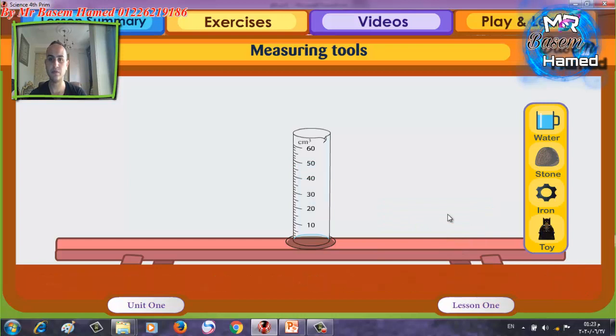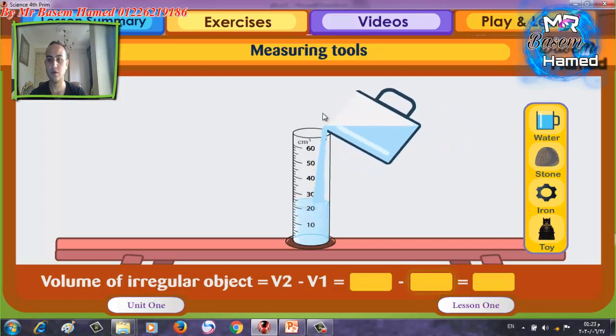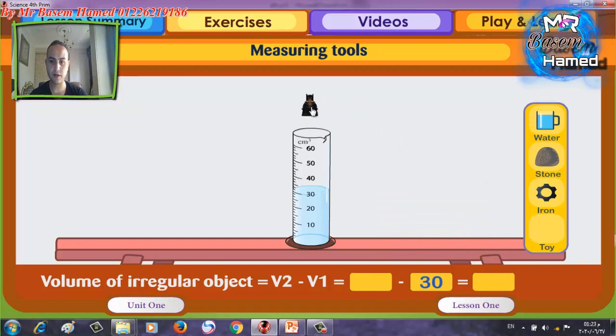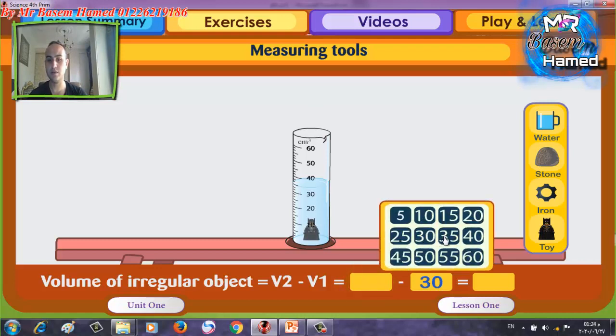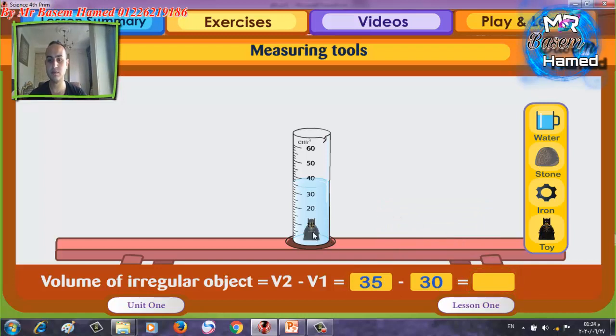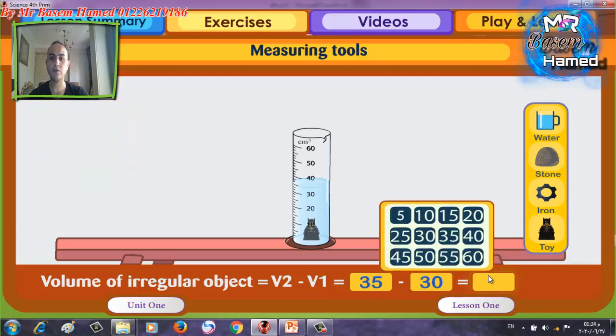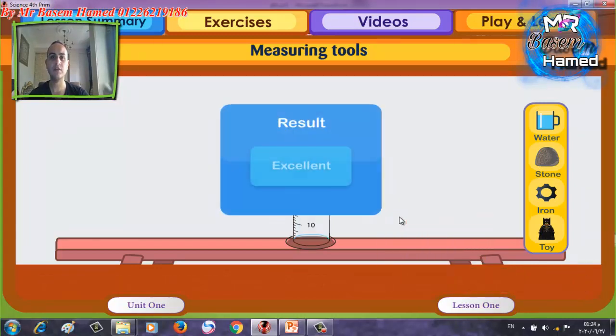Oh, okay. We have a toy. Can we measure the volume of it? Let's pour the water first. The volume of water equals 30 cubic centimeters. Okay, let's add our irregular solid body, the toy here. The water level raised up to 35. Yes, so the V2 here equals 35. Okay, the volume of this toy equals V2 minus V1. So it equals 35 minus 30 equals 5 cubic centimeters.